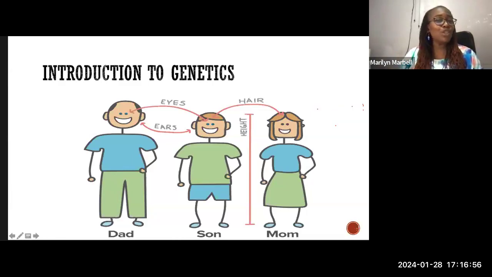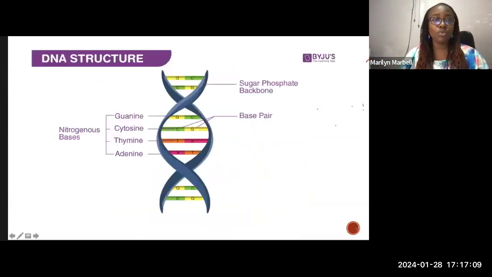So the way your eyes look, the way your ears look, your hair, your height, your weight, all those things have instructions in your blueprints, which could be the basic one, the DNA, your genes, the chromosomes, okay? When we say the DNA, that's the basic and the simplest format of the blueprint.